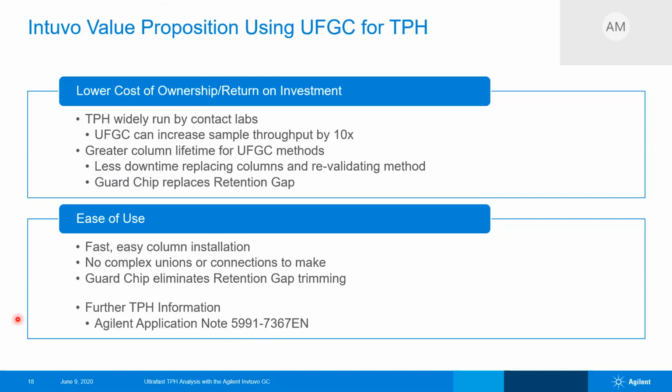Next question. Why did you choose helium as the carrier gas? Why not H2 or N2, considering helium shortages and most TPH methods are run by environmental labs, which are all about cost-saving measures?